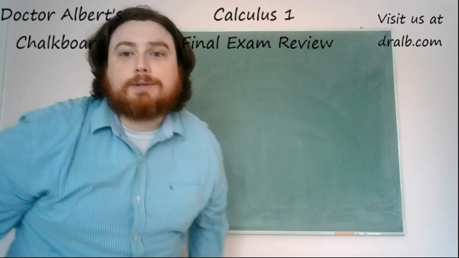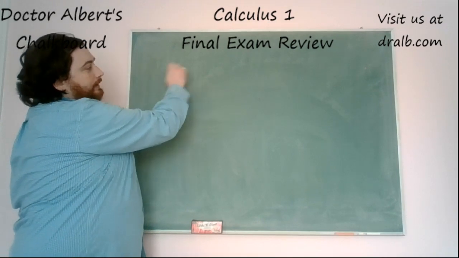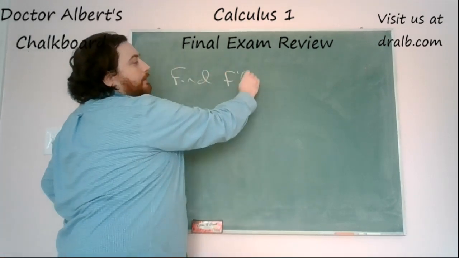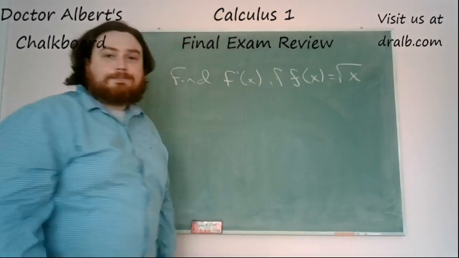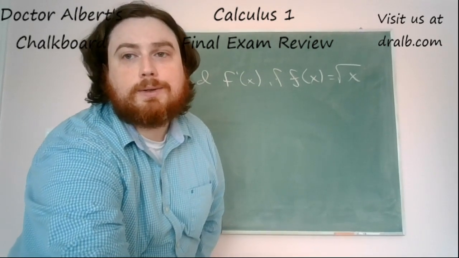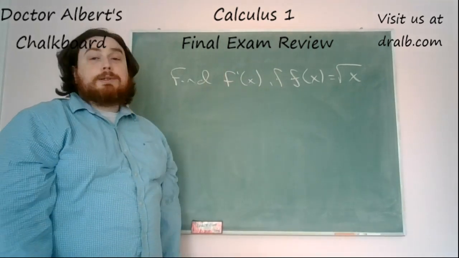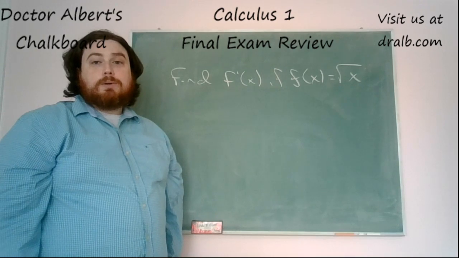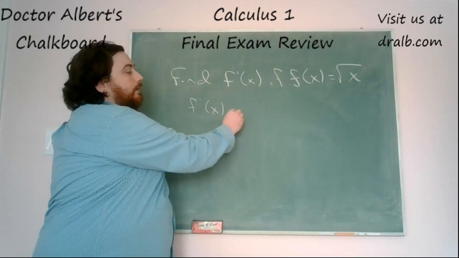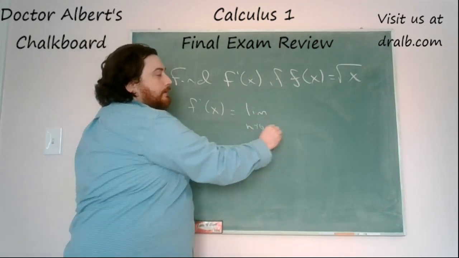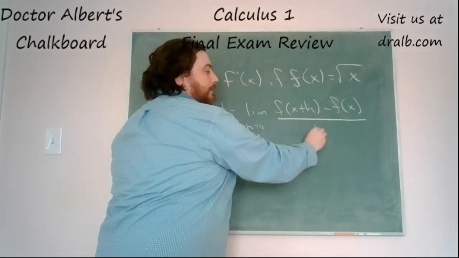So, for number 9, we want to use the limit definition of derivative to find the derivative of square root of x. So, let's find f prime of x if f of x is the square root of x. Now where I want to start off with this one is we have to remember what the limit definition of derivative is. Before we can go anywhere, we need that. The derivative of a function is the limit as h goes to 0 of f of x plus h minus f of x all over h.